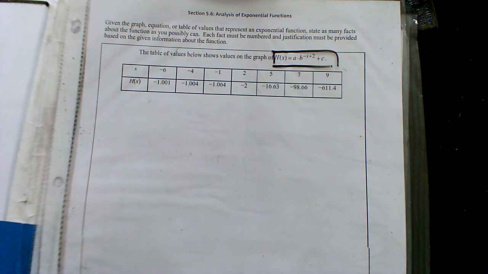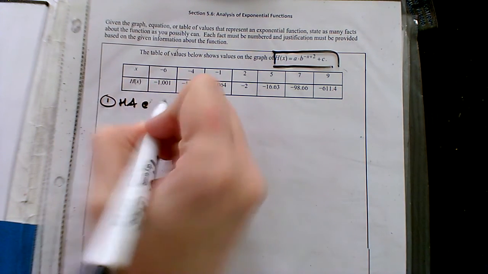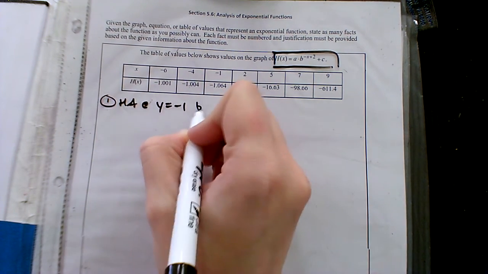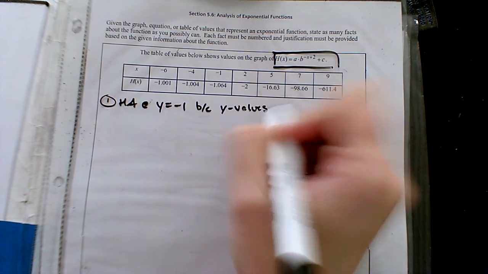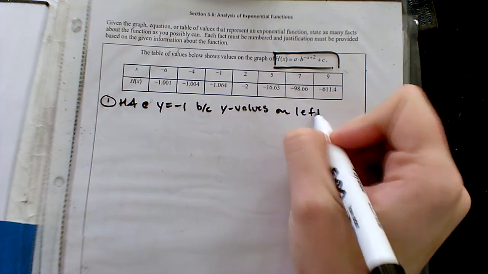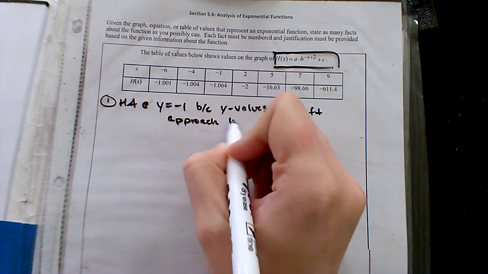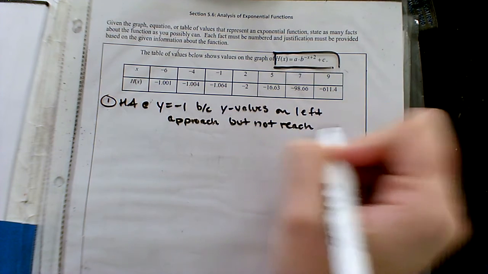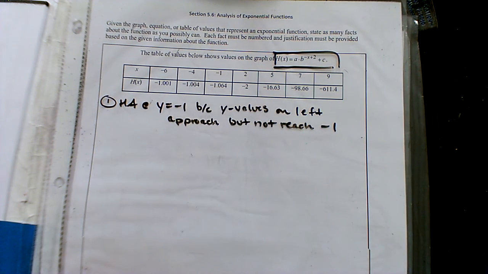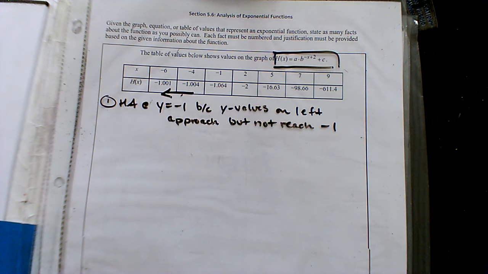Okay, Grace? Is there a horizontal aspect to it? Where? Okay, y equals -1. Because? Because the values are approaching -1, but they're not touching it. Okay, because y values on the left approach but do not reach -1. I like it.